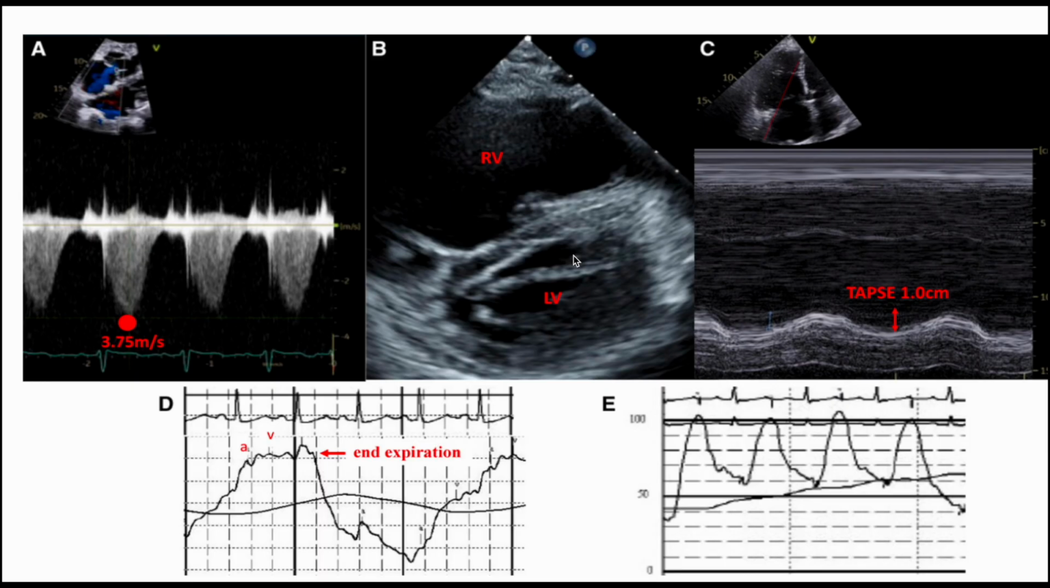Next you have the TAPSE. It is a tricuspid annular plane systolic excursion. It is done in the M mode. It measures how much the tricuspid valve ring moves during each heartbeat. A TAPSE of 1 is seen over here, which is reduced. The normal is more than 1.6. A lower TAPSE means that the right ventricle function is compromised.